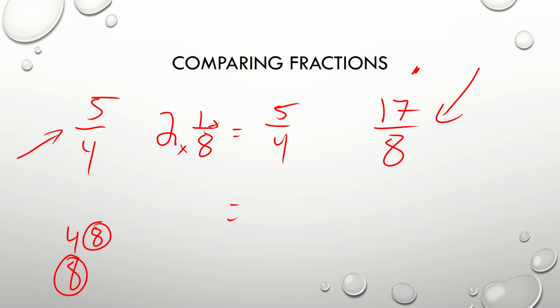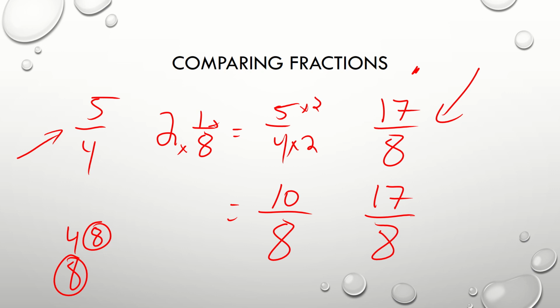Here what we have to do though is find out what multiplies with 4 to get to 8. Well, it's 4 times 2. So you do the exact same up top, and you're going to get 10 over 8 and 17 over 8. Now we have our common denominator, so we look at the bigger number. The bigger number is obviously 17, so 17 over 8 is bigger than 10 over 8. So when we go back to this equation, 2 and 1 over 8 is bigger than 5 over 4.